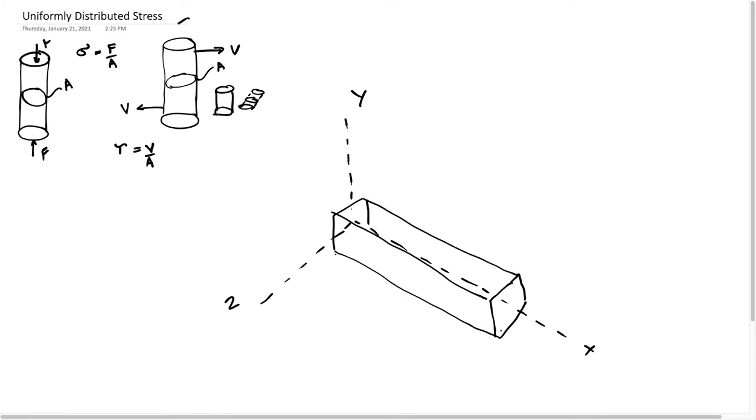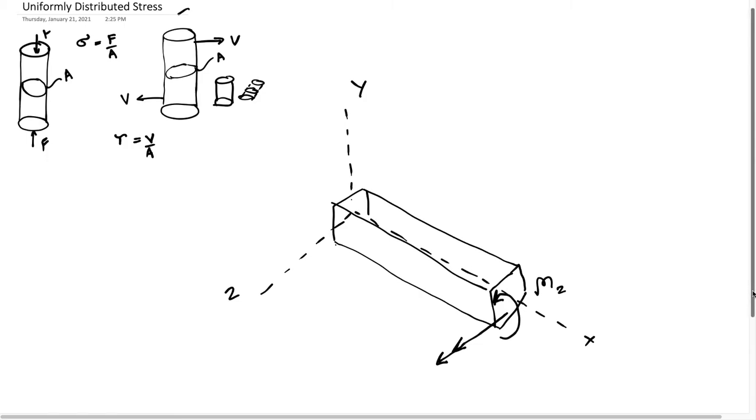And let's go ahead and apply a moment at the end of this beam. I'm going to call that M sub z for a moment. And another way we can denote this moment is by using this little double arrow thing. That just means that it's a moment being applied there. It's not a force, it's a moment. And so we have this beam that we've specified.